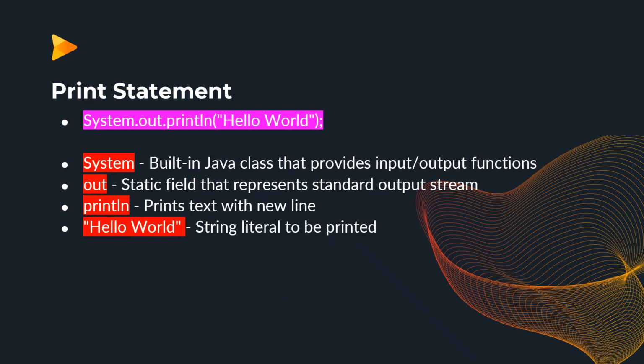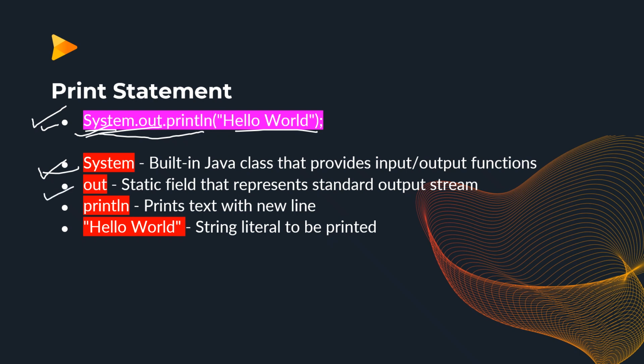Okay, so now we have printed our hello world by using the print statement. We are also breaking this print statement into different parts. The first one is System. We have used System.out.println and we have printed hello world. So now what is System? System is a built-in Java class that provides input output functions. So this is a class name. Just as Scanner is an input statement, likewise System is used for output. So System is an output statement and this is a class name.